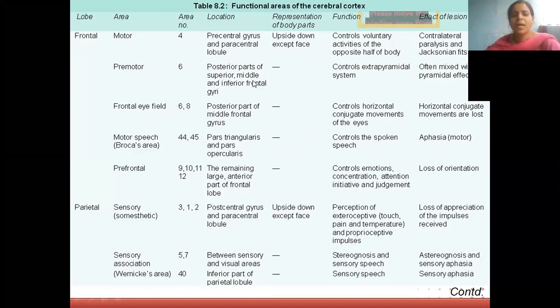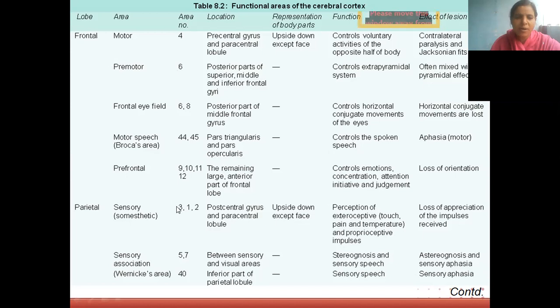Where exactly they are present, what their function is, and what happens if they are damaged, everything is given. So learning this table will help you answer your questions in both anatomy and physiology. I want everybody to learn these tables: the frontal area, what the functional area numbers are, where they are located, how the body is represented, what the function of that particular functional area is, and what happens if that functional area is damaged.